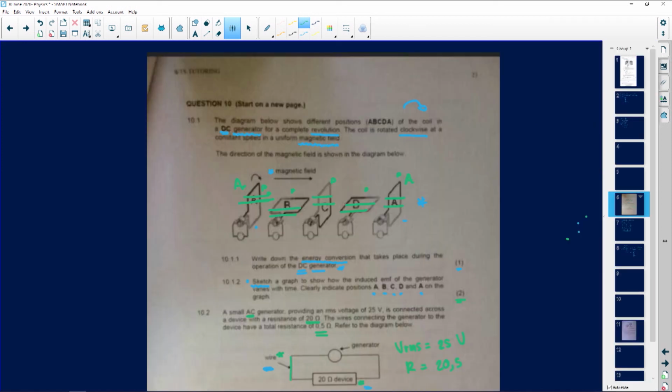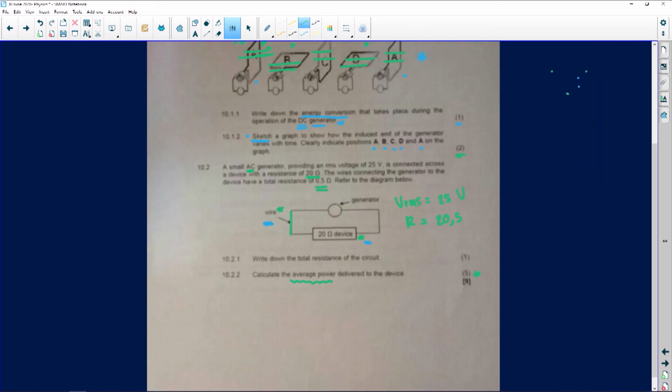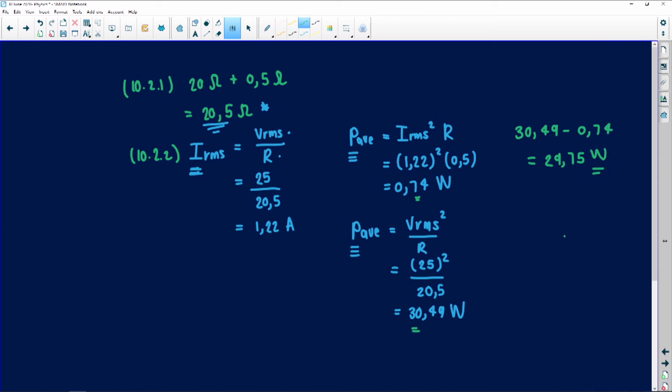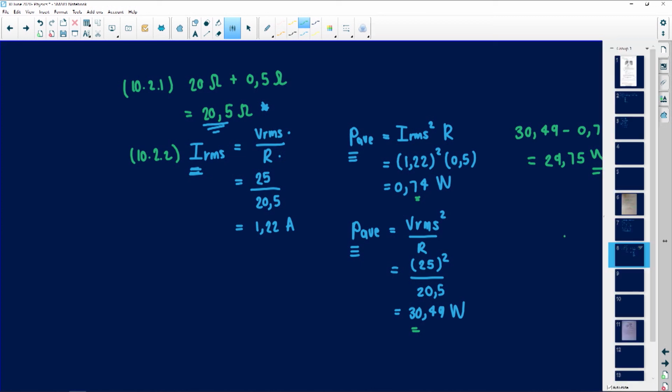So let me just see if we answer this question. We must calculate the average power delivered to the device. Yes, because we had a wire there, which had a resistance, and we had another device. So there we are. That is all for 5 marks. And remember, when the examiner is marking this, you do get a mark for having all the formulas and correct substitution. And it's actually easy, 5 marks and all in the bag.